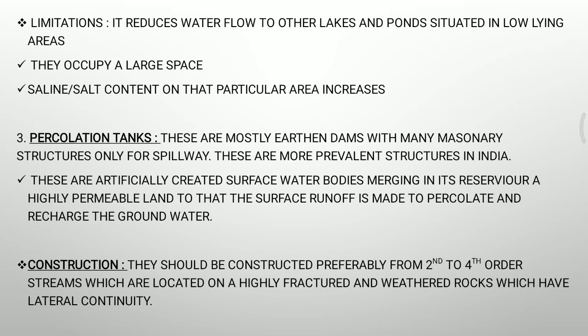Next, limitations. It reduces water flow to other lakes and ponds which are situated in low-lying areas. So if there are any low-lying areas, all the water which was supposed to go there will be collected in the farm pond itself. It will be difficult for the farmers in the low-lying areas as they will not get the water. They occupy a large space. Saline and salt content in this particular area will increase. Okay, these are the limitations.